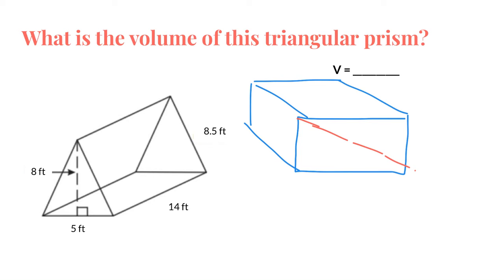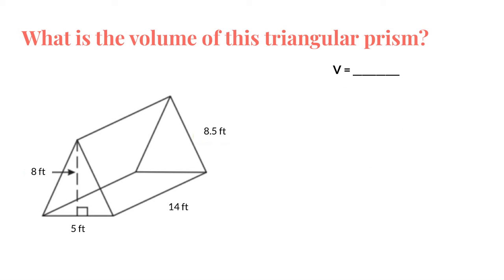Oh, that way. So how would you modify the length times width times height formula to be for a triangular prism? I want to know how we'd modify our formula. Length times width times height divided by 2. There you go. Length times width times height divided by 2.